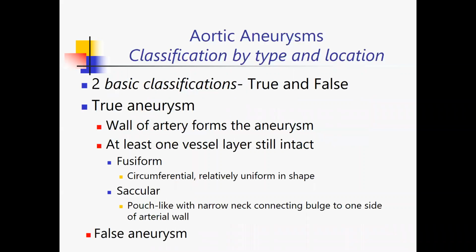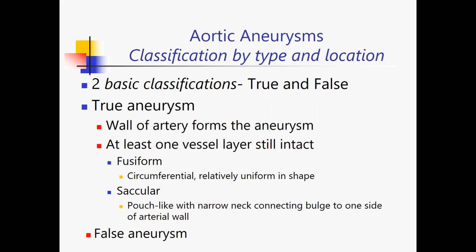So if we classify aneurysms in the aorta, there's two basic classifications. One is a true aneurysm and the other is a false aneurysm. When we talk about true aneurysms, it includes the wall of the artery that's forming the aneurysm, with at least one vessel layer still intact. And the two types, and we'll go over all the types of aneurysms in the next couple of slides, is the fusiform. These are the two most common.